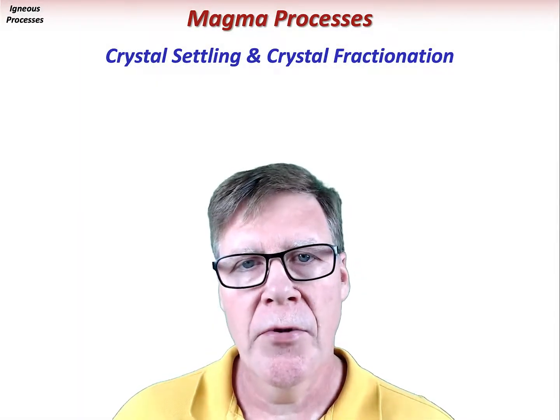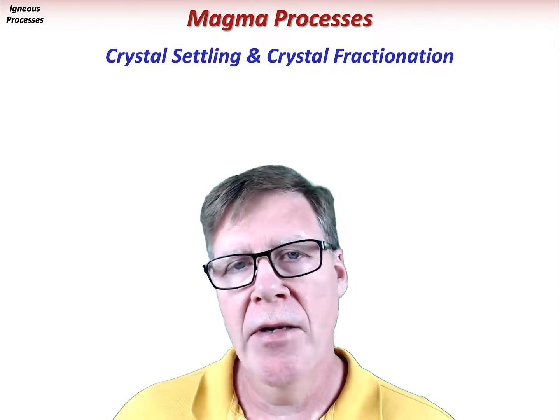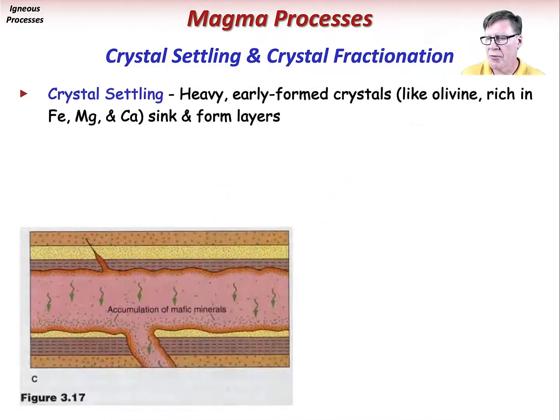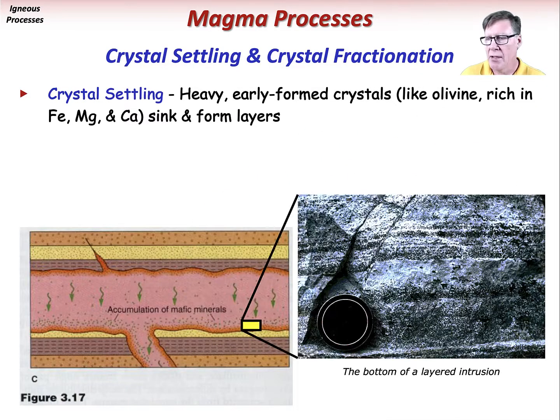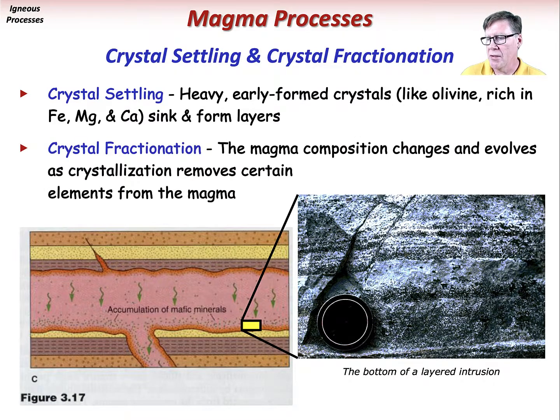Typically, early formed crystals are more rich in iron and magnesium and calcium, and will tend to sink and plate out in layers on the bottom of the magma chamber. This process is called crystal settling. Additionally, elements in the crystals like iron, magnesium, and calcium are thus removed from the liquid magma, so the remaining magma becomes depleted in these elements. This is known as crystal fractionation, and the composition of the magma continually evolves during this process.